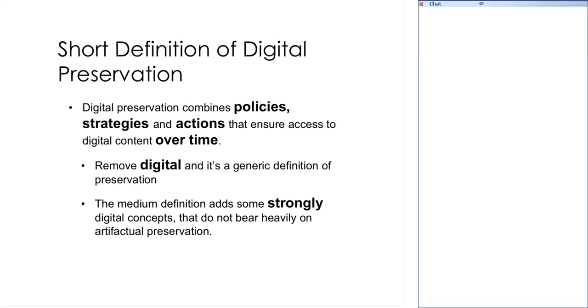And the short version was simply that digital preservation combines policies, strategies, and actions that ensure access to digital content over time. Now, astute readers will notice that if you remove digital from that sentence, it's a fairly good generic definition of preservation. So the medium definition that we'll look at adds some more strongly digital concepts in. But I want to take a moment to look at these key words of policy, strategies, and actions.